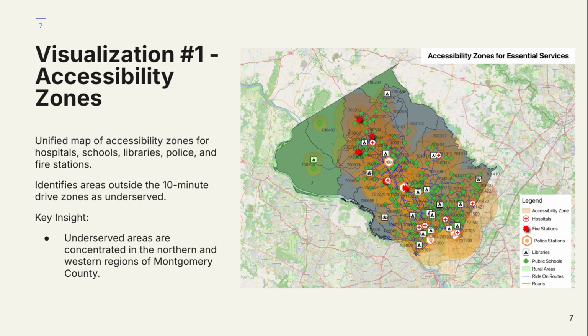Here we see the first of the three visualizations I created. This map shows the accessibility zones for essential services in Montgomery County. The orange shaded areas represent the regions within a 10-minute drive of hospitals, schools, libraries, police, and fire stations. As you can see, the northern and western regions of the county are relatively underserved with more gaps in service coverage. This could be important because it can identify specific areas where infrastructure and investment might be needed to improve access.